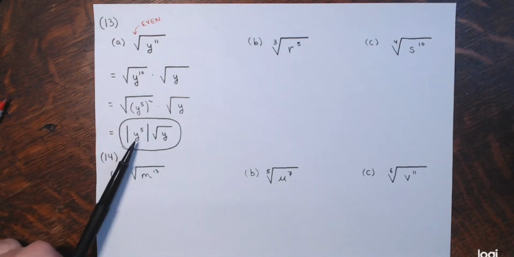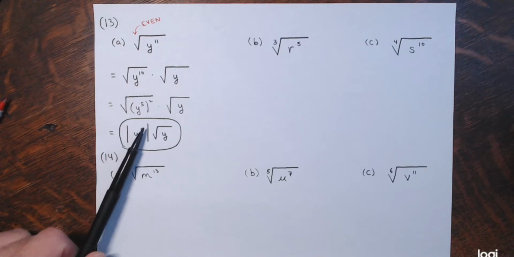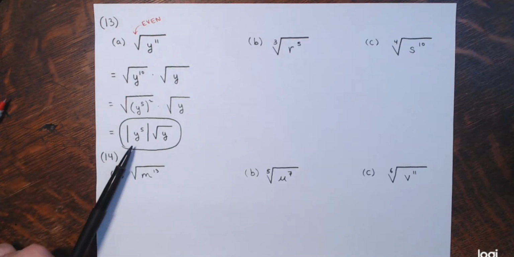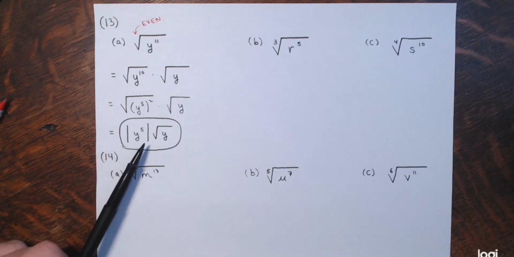Because, hopefully you remember, anything to an odd power can be negative. That's why we need the absolute value symbols around this, because the result of an even root can't be negative. Right? So anything to an odd power, I need absolute value symbols around to ensure that it stays not negative.